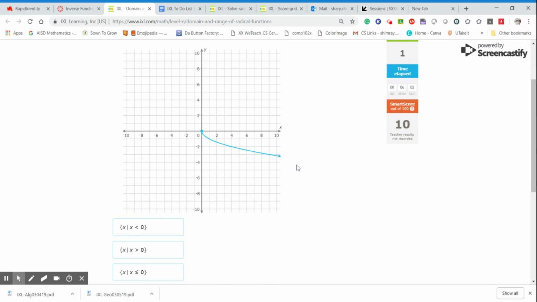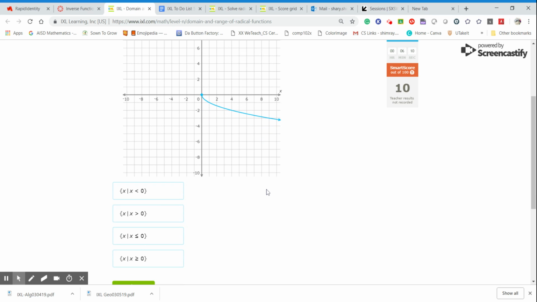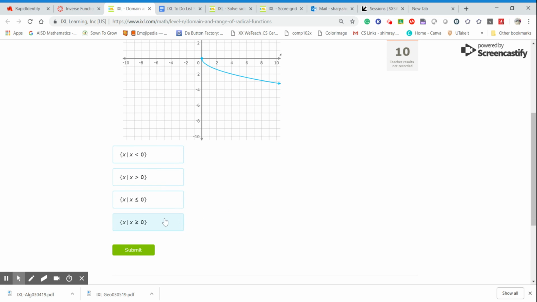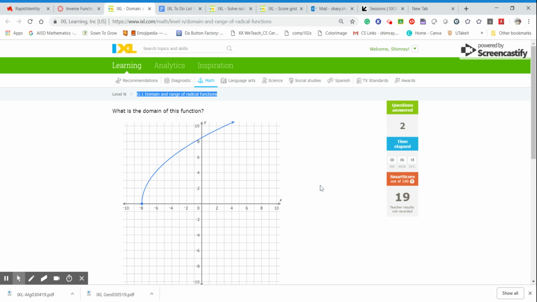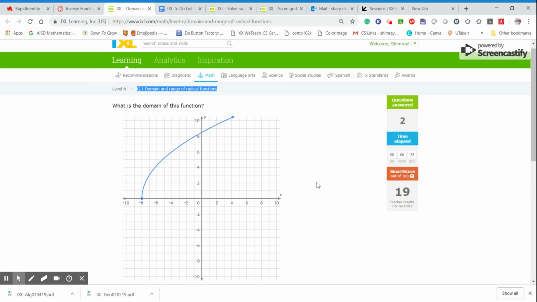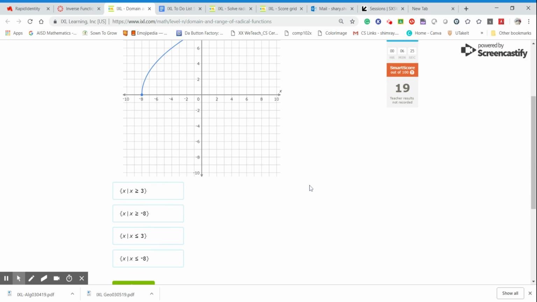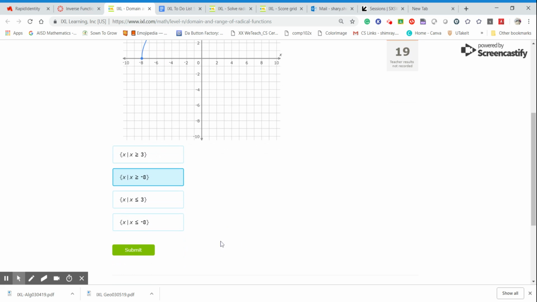Now, the domain of this function again includes 0, but it's going toward 10. So it means it's greater than 0 and it's getting bigger and bigger, right? So it's x greater than or equal to 0. Now for this one, it started with negative a and it's going toward the positive side. So x is greater than or equal to negative a.